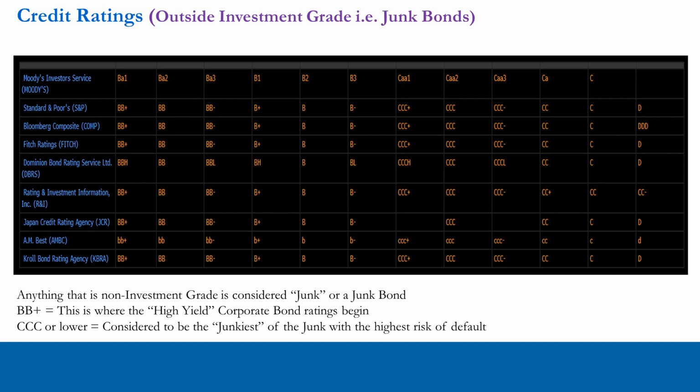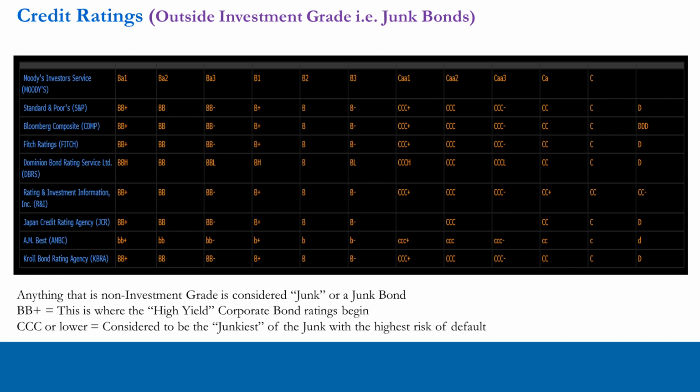Now, outside of that, we have non-investment grade. So what we term in the market as junk bonds. Anything that's non-investment grade is considered to be, open quotes, junk, close quotes, or a junk bond. Now, you often hear this phrase in the corporate bond market: high yield debt. The high yield market is pretty much what you're looking at on the screen here. It starts at the double B plus level. And if we look from left to right, outside investment grade, so non-investment grade, junk bond, high yield, this is where the high yield corporate bond ratings begin.